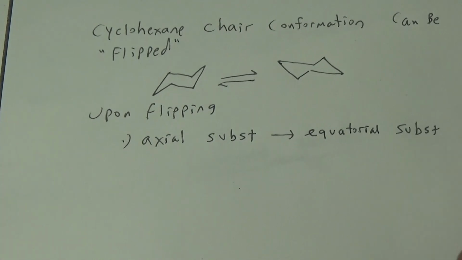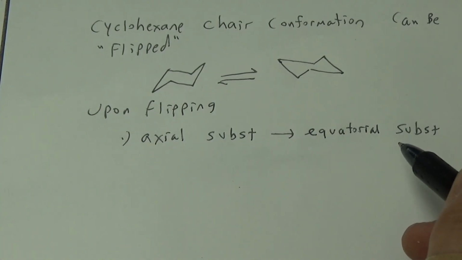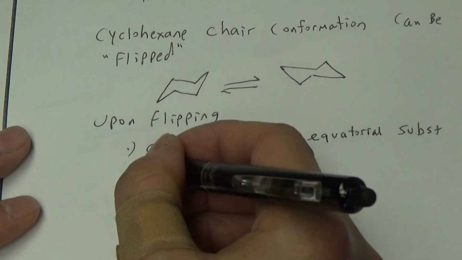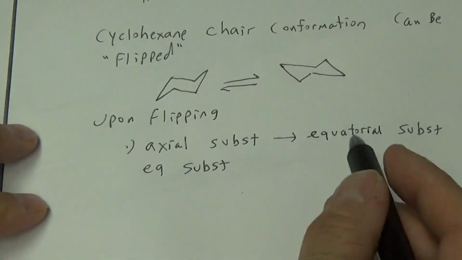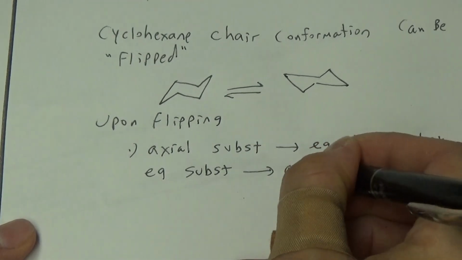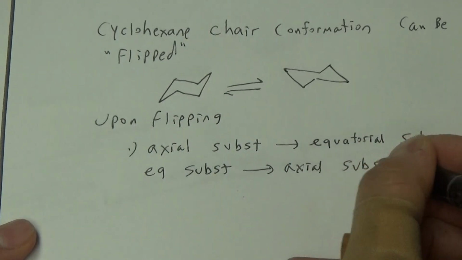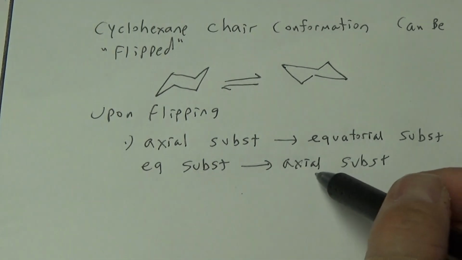All axial substituents become equatorial substituents after flipping. And you might expect that equatorial substituents will all become axial substituents. So everything that was axial becomes equatorial, everything that was equatorial becomes axial. Okay?